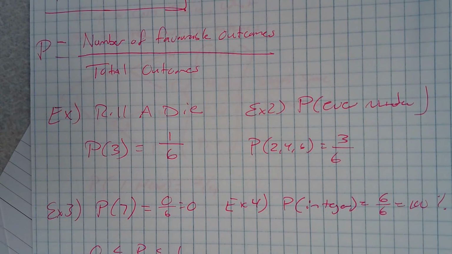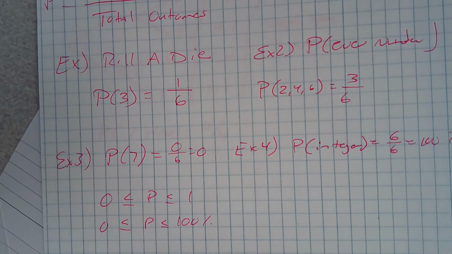So what we're trying to show you there is that probability can be from 0 to 1, from 0 to 100%. We can have probabilities of 0, probabilities of 1, and anything in between. We cannot have a probability greater than 1. So you can't tell me a probability is equal to 8 or probability is equal to 5. That's impossible.